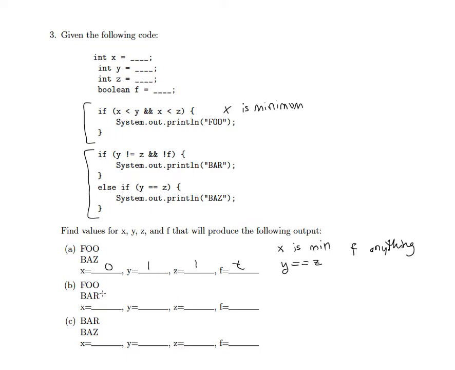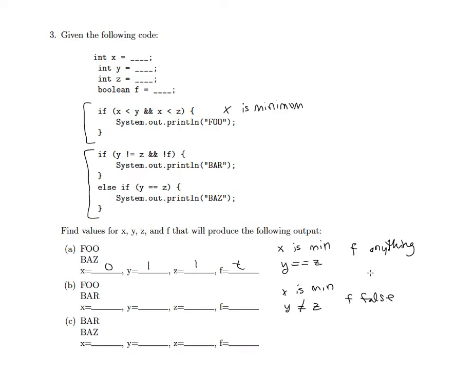Okay, for part B, foo and then bar, so similar thing where x has to be the minimum as well for this one, so x is min. Now I'm going to try to print bar instead. So in order for this to match, it means that both of these things have to pass. So I have a few more criteria in this case. Y can't equal z, so y not equal z, and f, not f has to be true, so f has to be false.